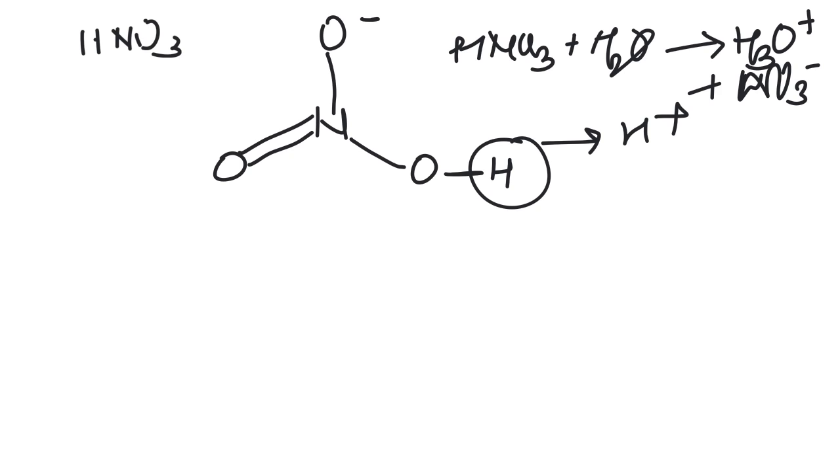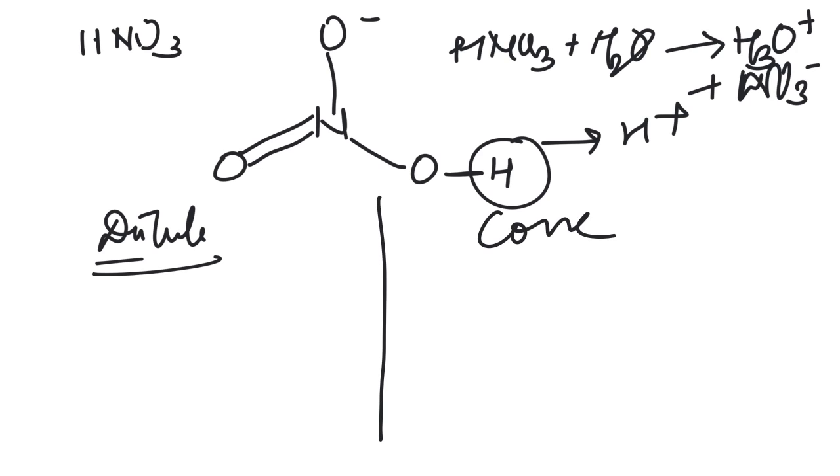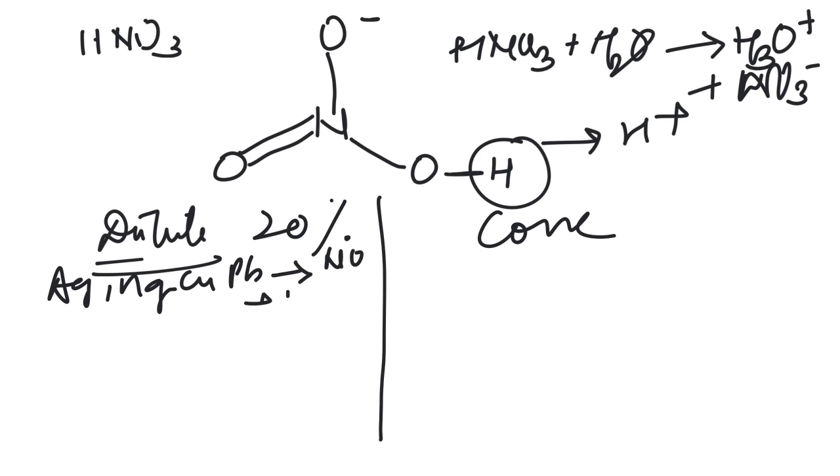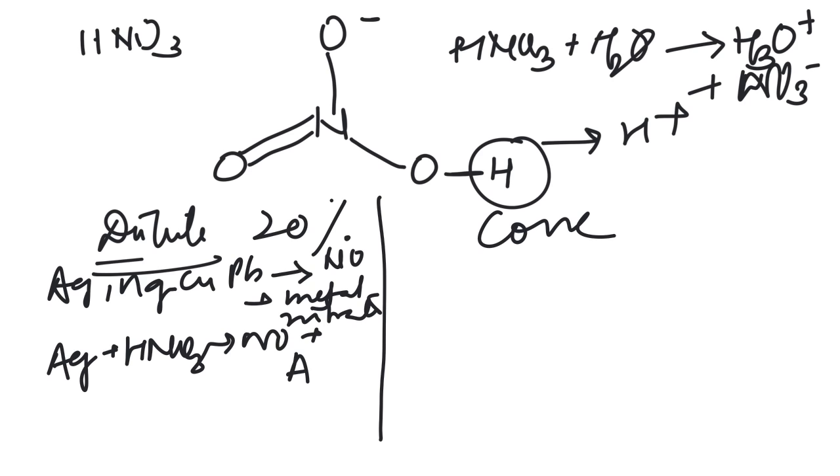Now the properties of HNO3: you have dilute solution of HNO3 and concentrated solution of HNO3. You will get different types of reactions in dilute acid and concentrated acid. Let us see first the dilute solution, that is, less than 20% concentration. If you take silver, mercury, copper or lead, then you will get NO plus metal nitrate. You have to remember it like this. So if you take Ag, it will react with HNO3 and form NO plus AgNO3.